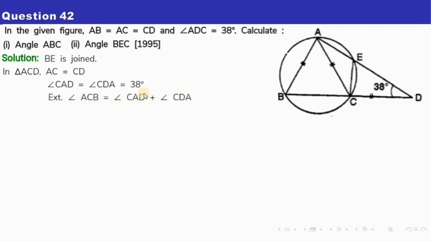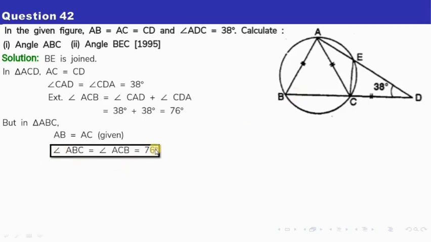Now exterior angle ACB, that is this angle. In this triangle, if this is my exterior angle, then it will be the sum of the opposite interior angles, that is 38 plus 38. So this turns out to be 76 degrees. Now if you see this triangle ABC, these two sides are equal, as given. So this is also an isosceles triangle. If this is 76, this also has to be 76. So angle ABC is also 76 degrees. So we have found our first answer.